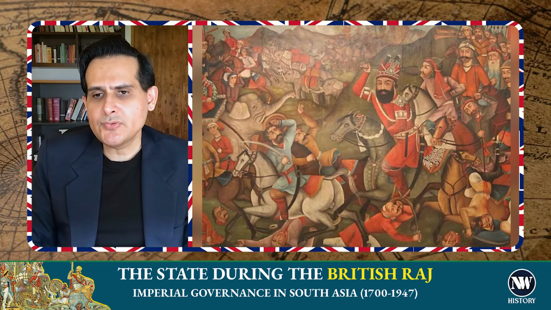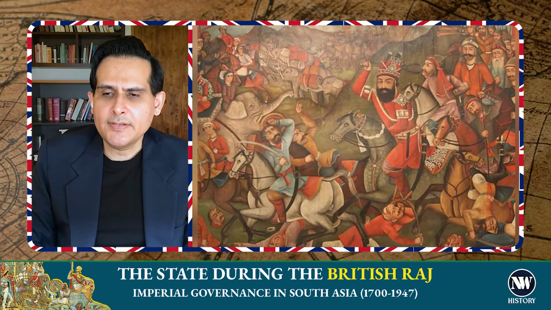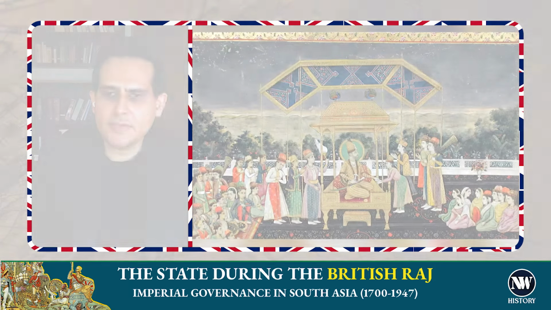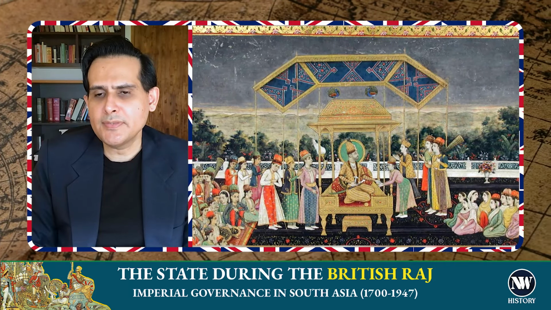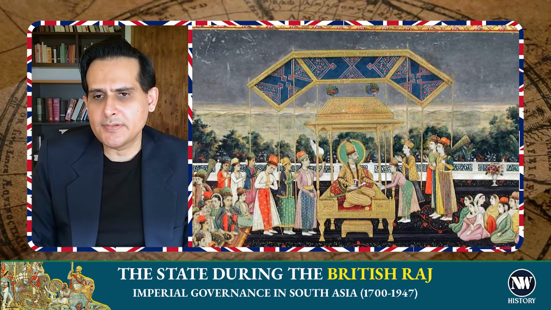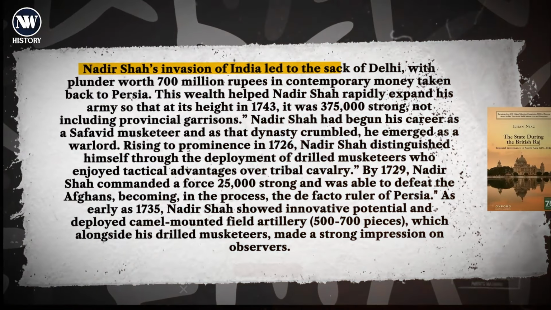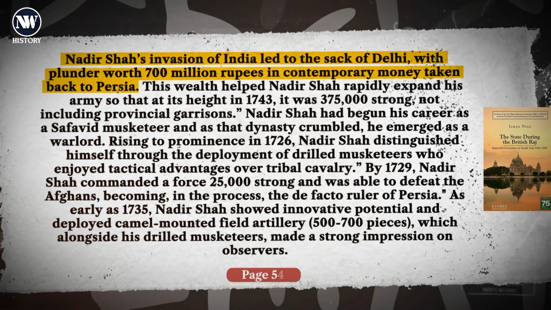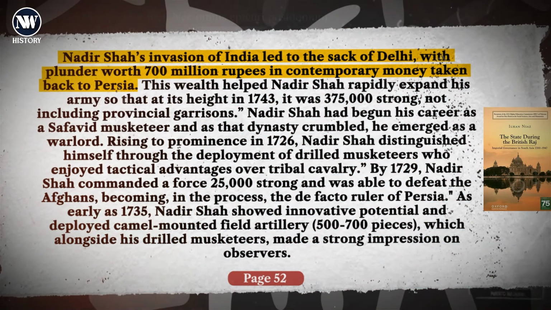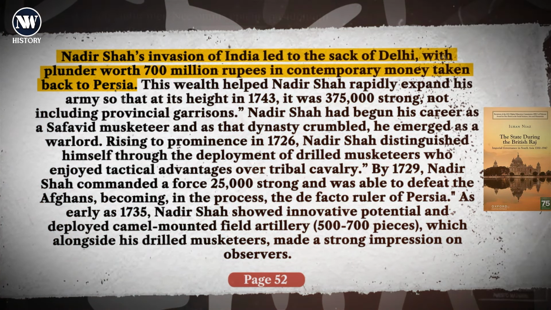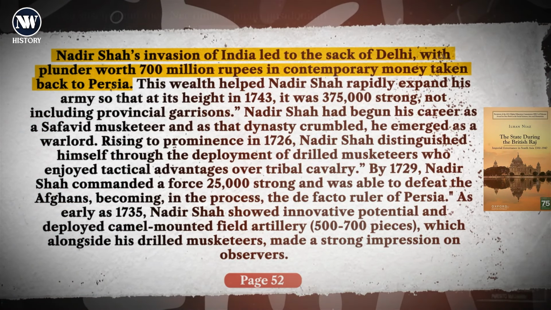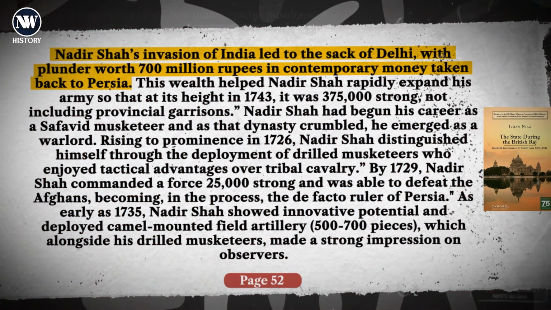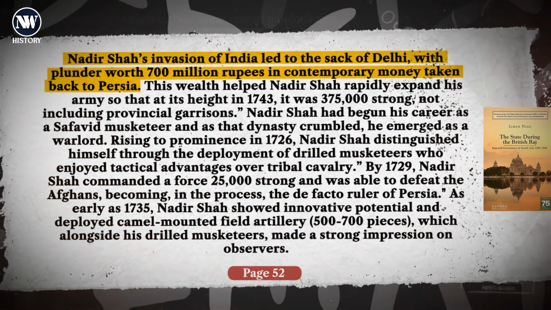It also leads to the sack of Delhi, and it leads to an enormous amount of plunder being extracted from the northern part of the country. This plunder is so great that Nadir Shah actually announces a tax holiday for 3 years in the Persian Empire, and its estimated value at that time is in the range of 700 million rupees, which would be an almost incalculable sum in today's money.